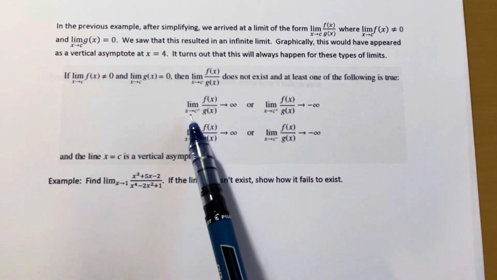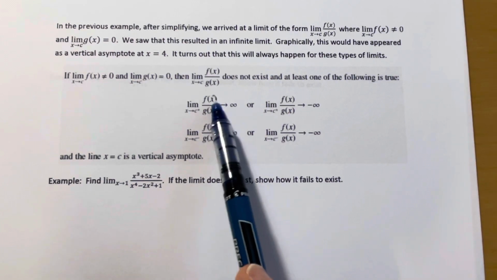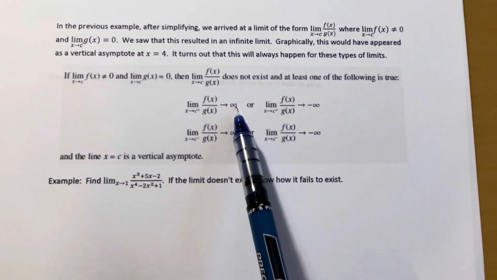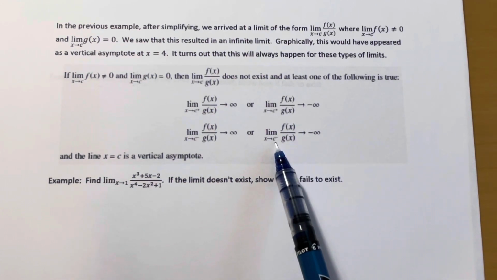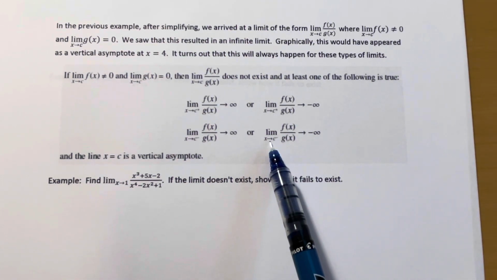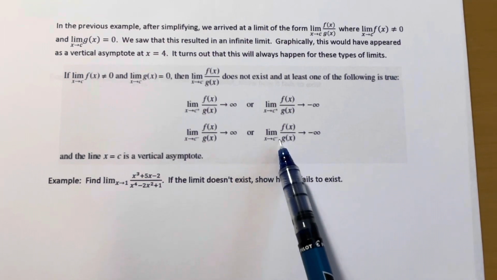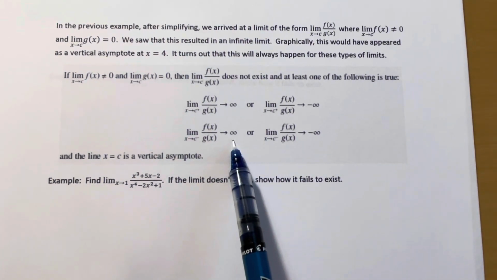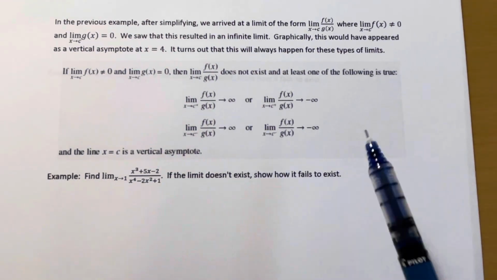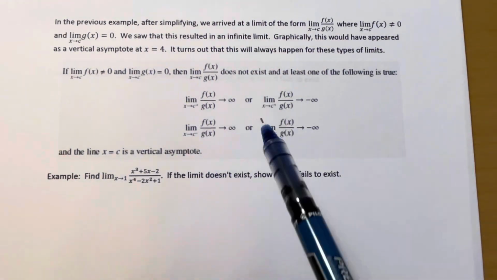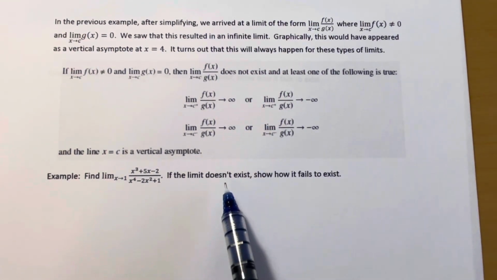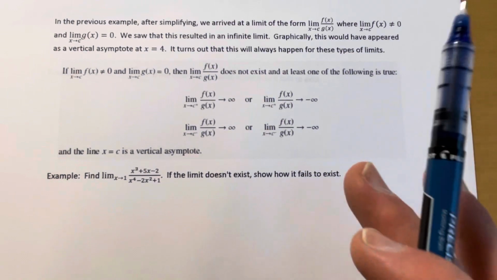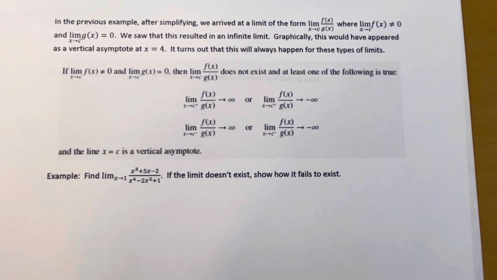So for example, as we approach c from the right, that rational expression might be going towards infinity. But if we have the same rational expression and the same number c, the only difference being that we're approaching it from the left, it's possible that it might be approaching negative infinity instead. It could also be approaching positive infinity, but these two can be doing different things. The point though is that we will always get one of these cases if the numerator goes to a non-zero number and the denominator goes to 0.